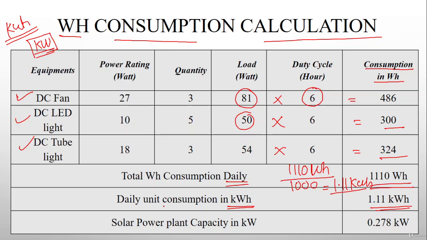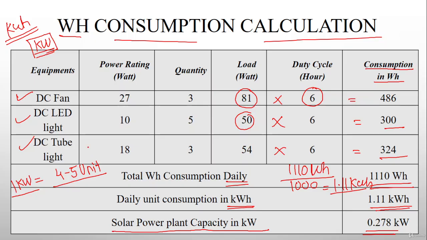Once we know how much the consumer consumes in daily units, we can estimate the solar power plant capacity. Before we find this capacity, there is one thumb rule: 1 kilowatt of a solar power plant produces 4 to 5 units daily on average. This is the thumb rule most often used by solar installers who install solar power plants on site. There are also other standard methods.